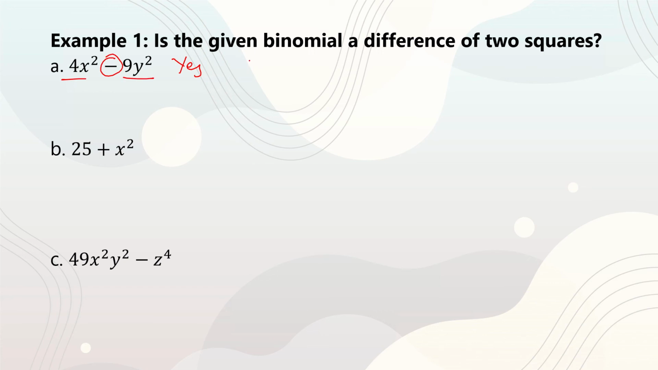Sunod, 4x squared is a perfect square because that's 2 times 2 and x times x. For 9y squared, 9 is 3 times 3, y is y times y. So, di ba, nakakaisip ka ng isa, in which if you multiply it by itself, it will result to the given. You think of a 3, multiply it by itself, 3 times 3, you'll get the 9. So, that's a yes.